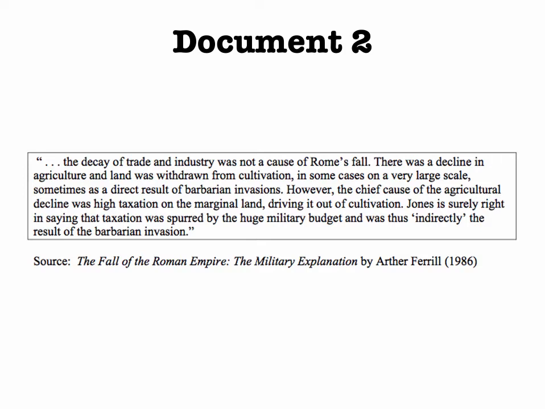There was a decline in agriculture and land was withdrawn from cultivation, in some cases on a very large scale, sometimes as a direct result of barbarian invasions. However, the chief cause of the agricultural decline was high taxation on the marginal land, driving it out of cultivation. Jones is surely right in saying that taxation was spurred by the huge military budget and was thus indirectly the result of the barbarian invasion."